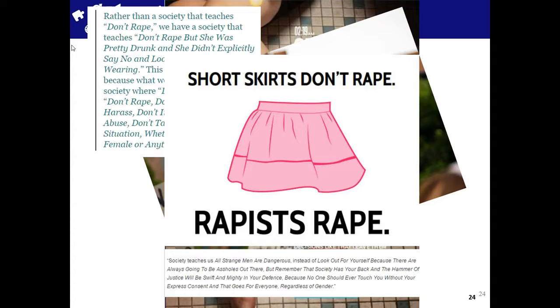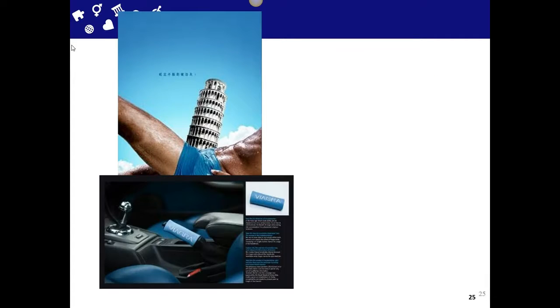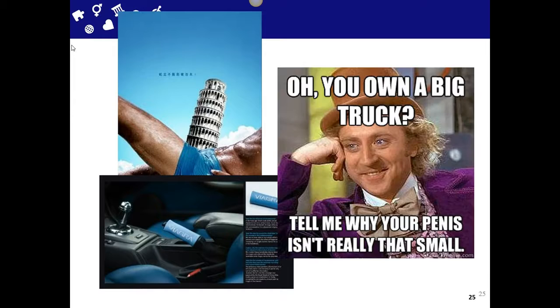And we've seen this outcry from society recently, particularly as we've seen high profile individuals and celebrities be accused and convicted of sexual assaults. Now, men are sexually objectified in society as well, as these images show.